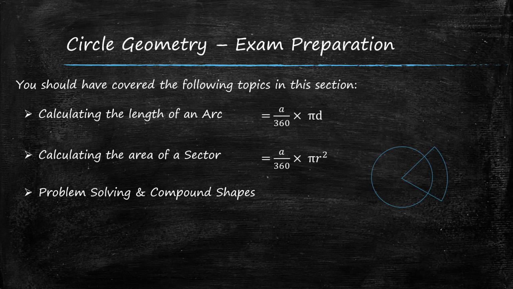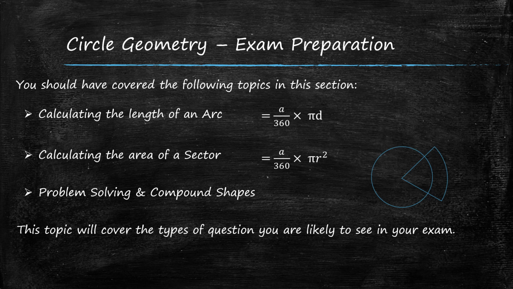of a circle. And problem solving in compound shapes, where we look at compound shapes and split those into simpler shapes, work out perimeters and areas of the simpler shapes, and add those together to find the perimeter or the area of a compound shape. This topic will cover the types of question you are likely to see in your exam.